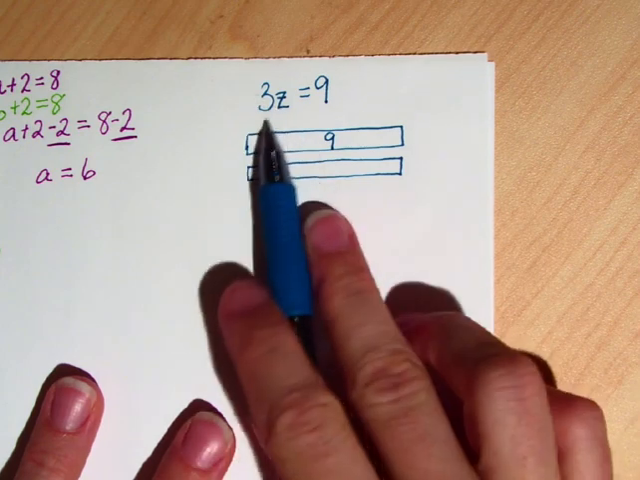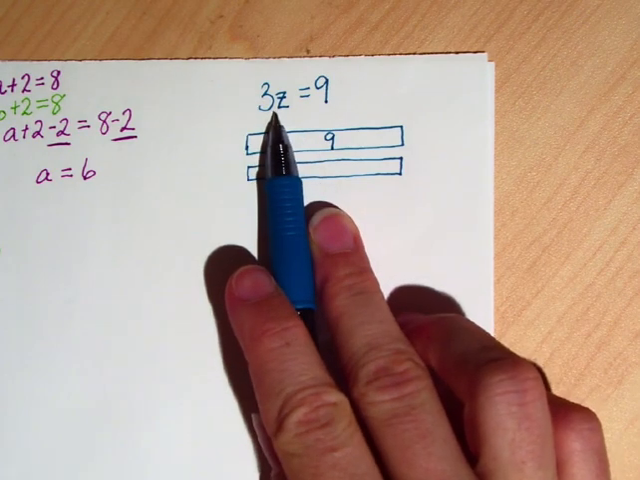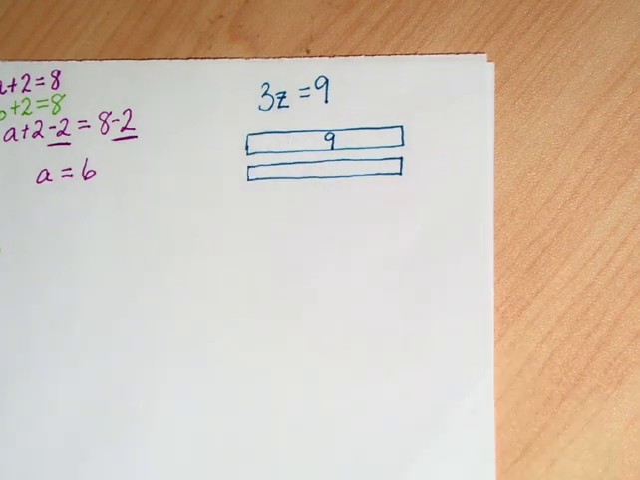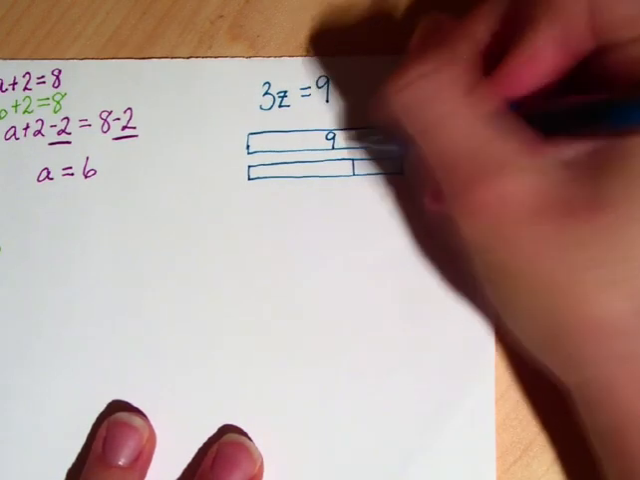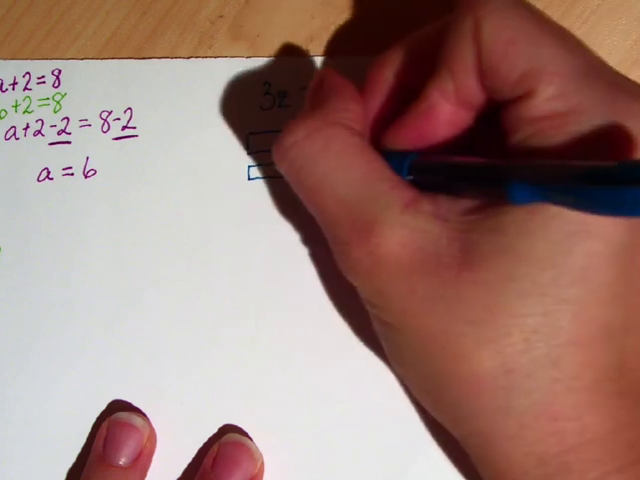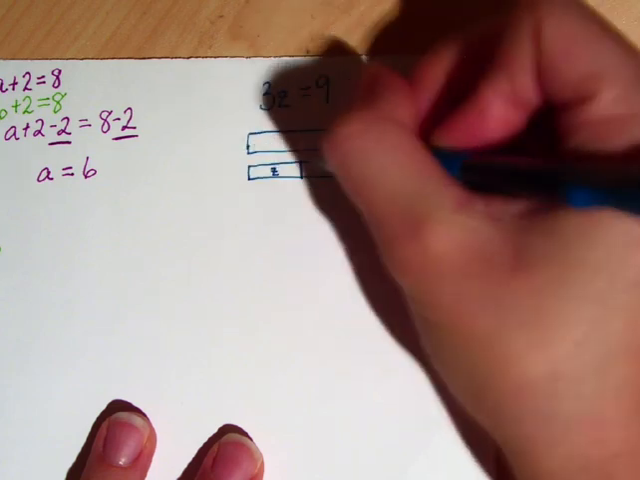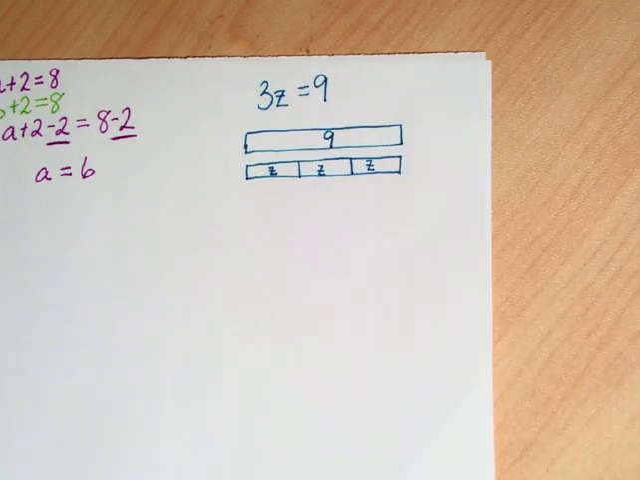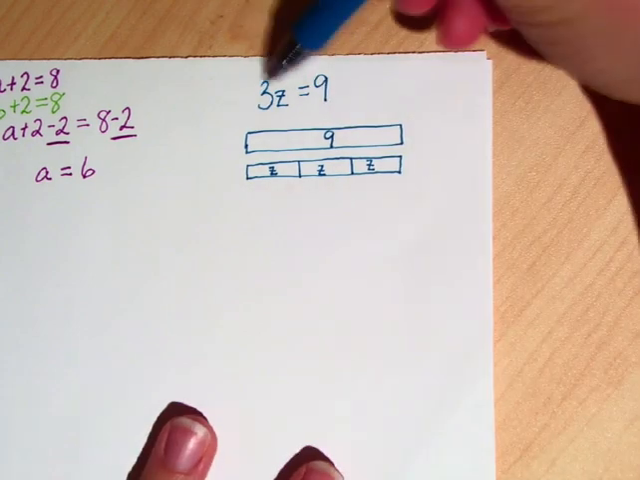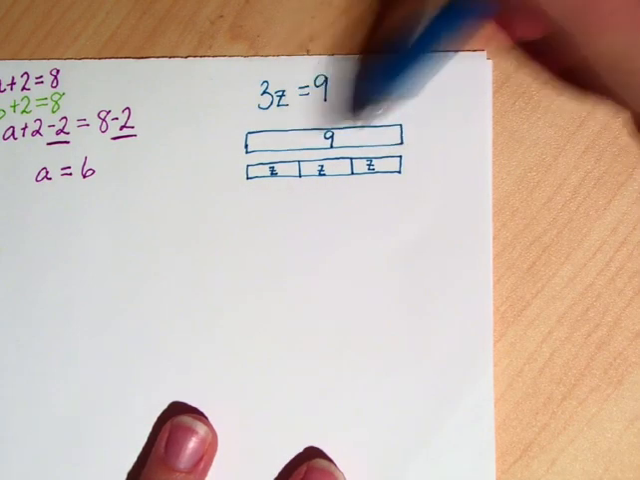And this will represent the 3z. Okay, well we know there are 3 z's in this second part here, so I'm going to just split it into 3 parts, because there are 3 z's. Here's 1 z, 2 z's, 3 z's. There are 3 z's, and it's the same as 9. 3 z's equals 9. It's the same parts.